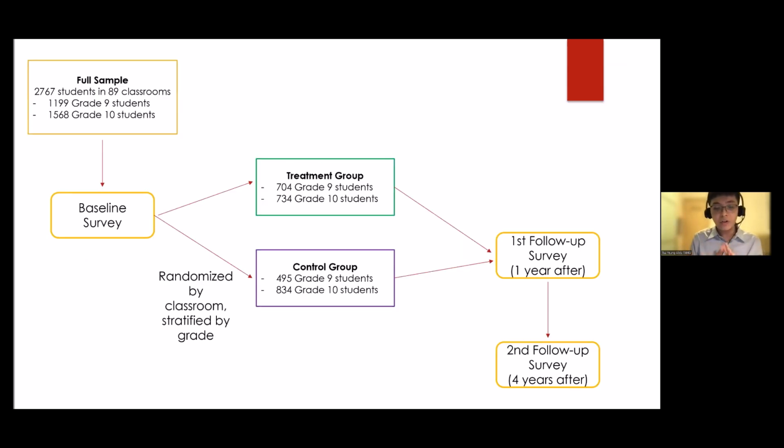So here's the randomization design. After the baseline survey, students were randomized to either the treatment group or the control group. Randomization was conducted at the classroom level and stratified by grade.